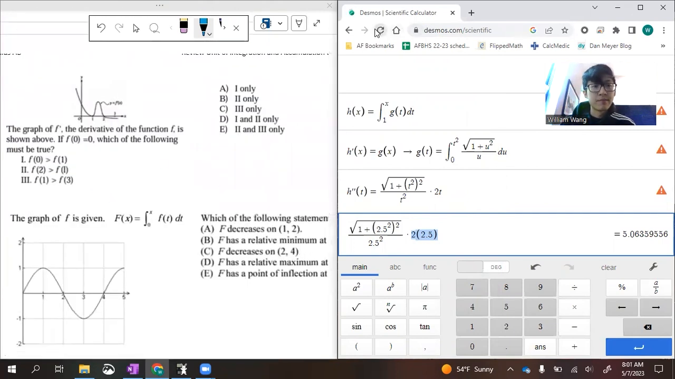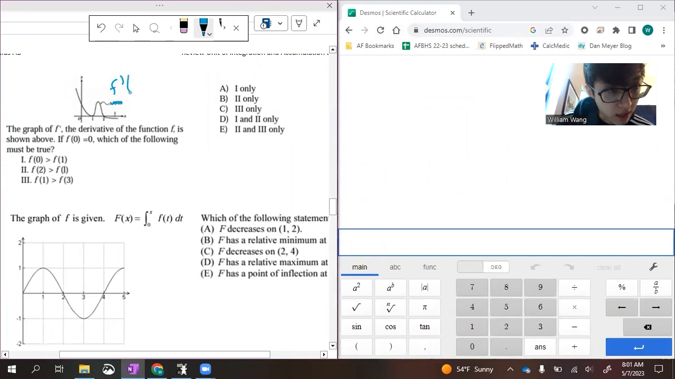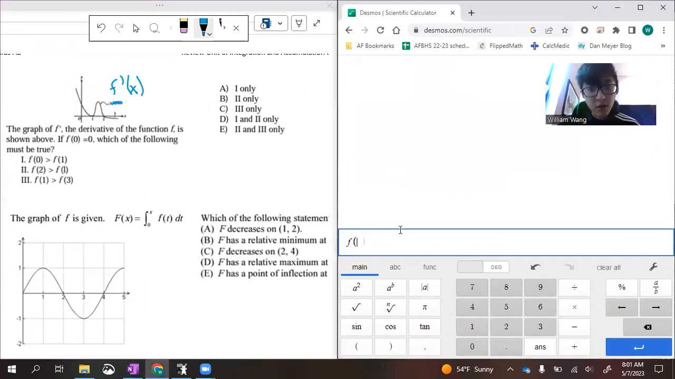Next question. The graph of f prime, the derivative of the function f, is shown above. If f of 0 equals 0, which of the following must be true? Okay, so similar sort of question that we've done. This is my derivative f prime of x. I'm given f of 0 is equal to 0.